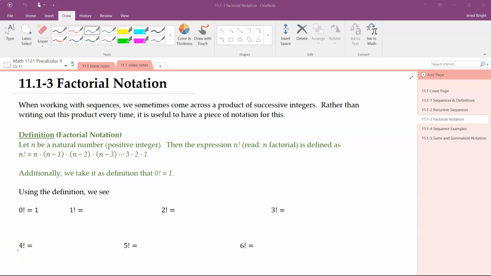All right, we're still working with sequences, but there's a little bit of notation that we need before we go on, and that is this idea of factorial notation. This pops up when we see products of successive integers. Rather than writing it out all the time and getting a cramp in our hands, we like to have a piece of concise notation for this.